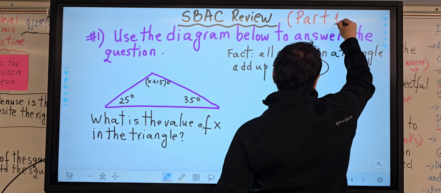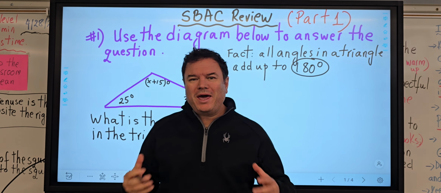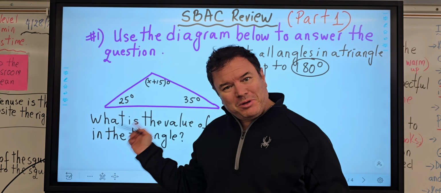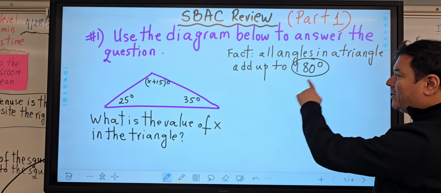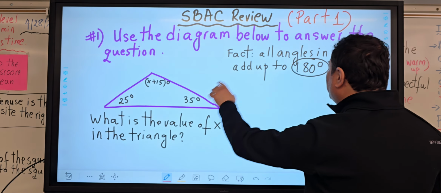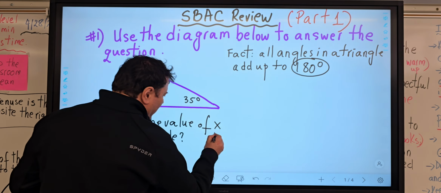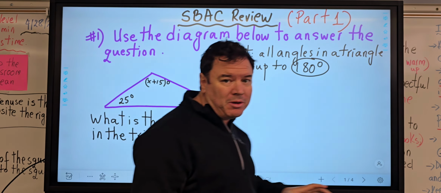Part 1. Okay? And let's take a look at some of the problems you may see on the state test coming up, and please pay attention. Let's look at the first problem here. Use the diagram below, this triangle, to answer the question. And the question is, what is the value of x? What is x in this problem?